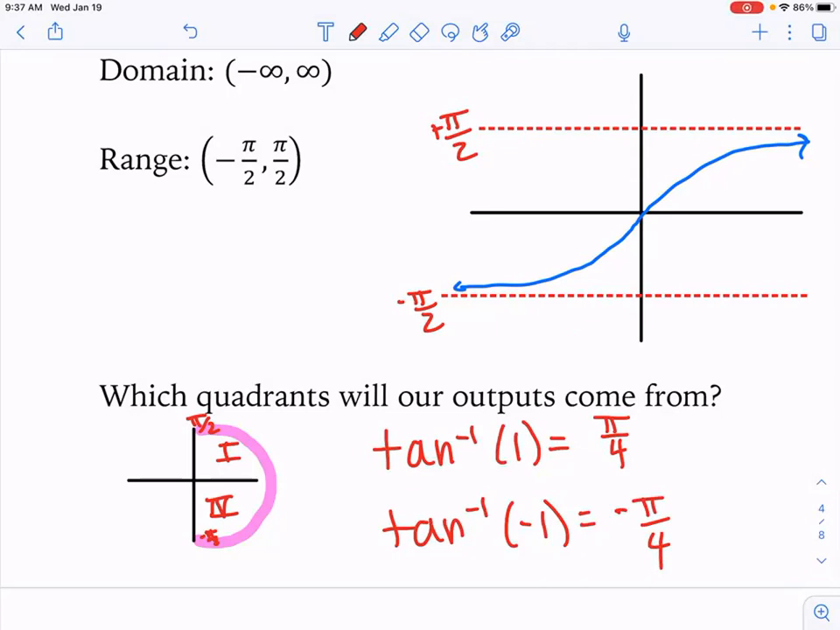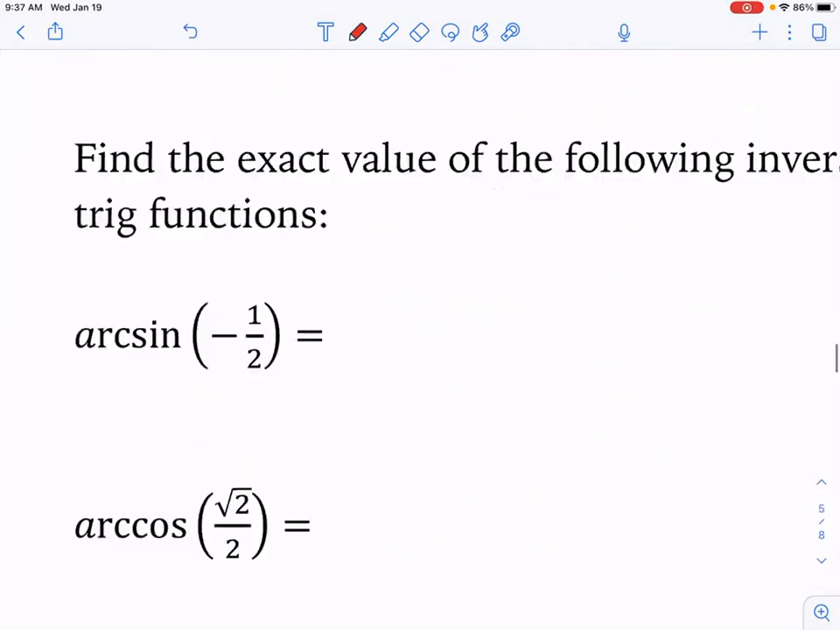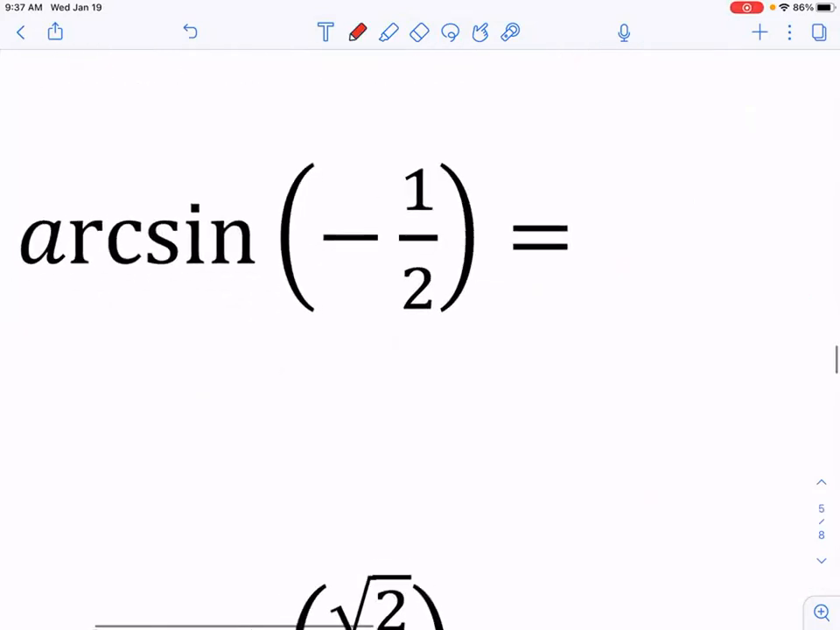All right, so we'll do some practice. Ready? Do some examples. First one, the arc sine of -1/2. Just write it down.